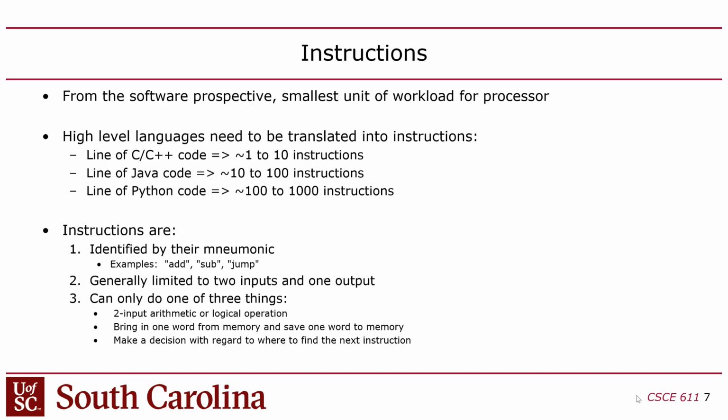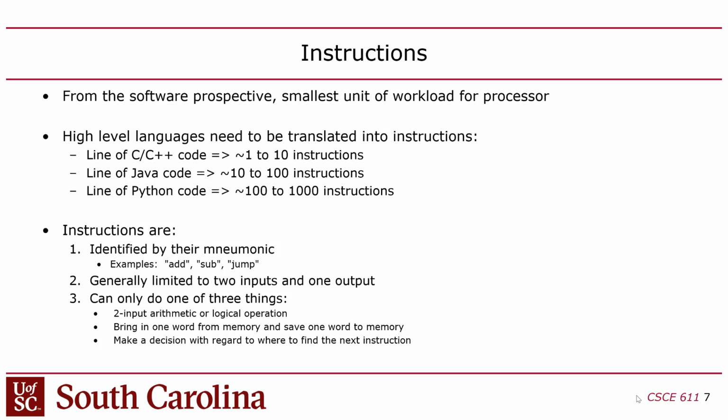The instructions are, as you hopefully remember from 212, the native language of the processor, right? From the perspective of software, each instruction is atomic. It's the smallest unit of work a CPU can do. For example, one line of C++ code might require 1 to 10 instructions. One line of Java code, Java being a more abstract language, might be 10 to 100 instructions. And one line of Python code might be 1,000 instructions, because Python is a very abstract language.